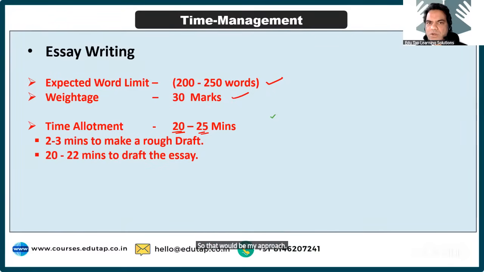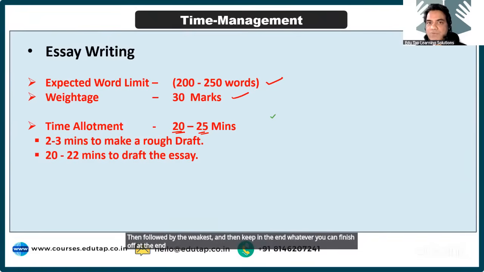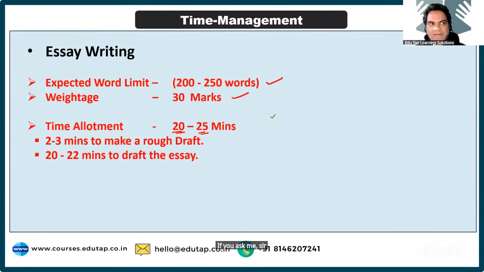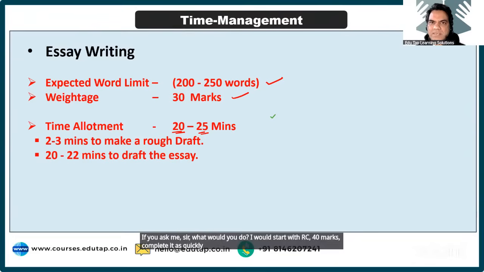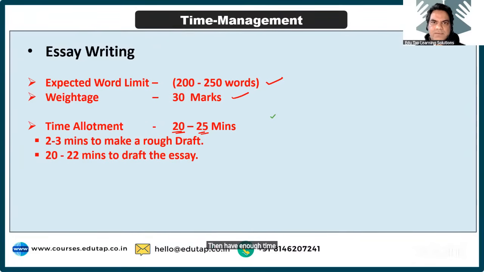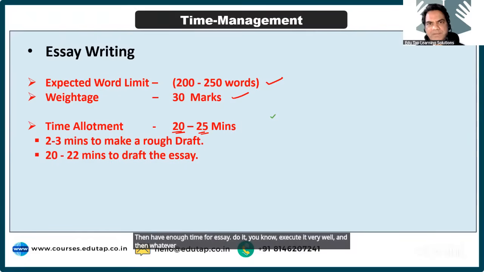Start with strong, then followed by the weakest, and then keep for the end whatever you can finish off quickly. So if you ask me, sir, what would you do? I would start with RC, 40 marks, complete it as quickly as possible, then have enough time for essay, execute it very well, and then whatever time I have left for précis, I'll execute it in that time. That would be my approach.